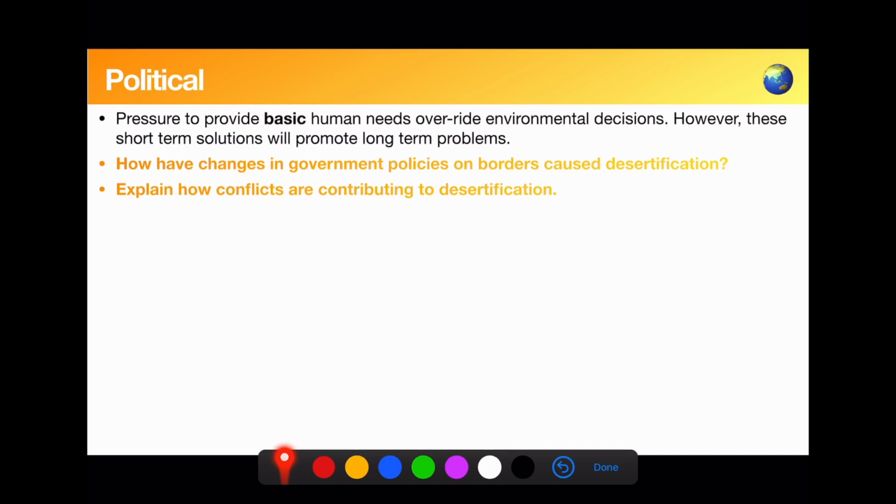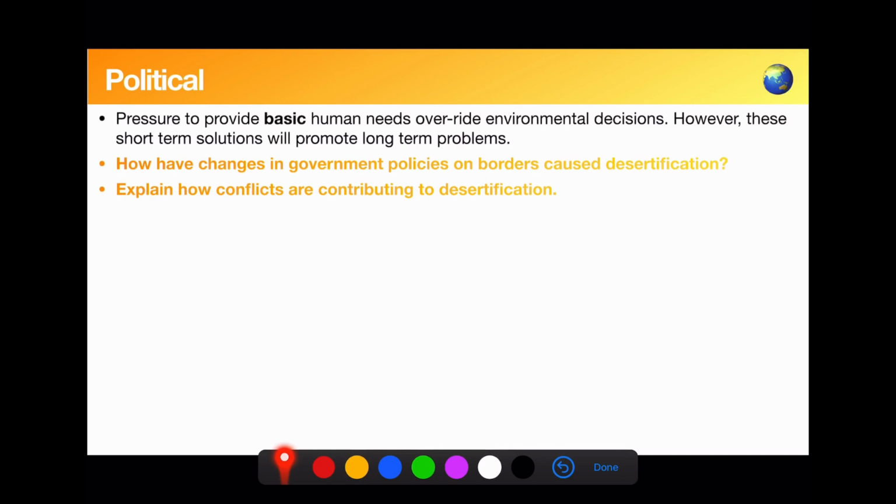So I've got these two tasks here. How have changes in government policies on borders caused desertification? Please read the text. There's a little hint in there for you. So I want you to think of how, if you don't have a passport, you ain't crossing any border nowadays. So I want you to think about the way we try and contain things and how that's a government policy, so that's political. How's that actually caused desertification?